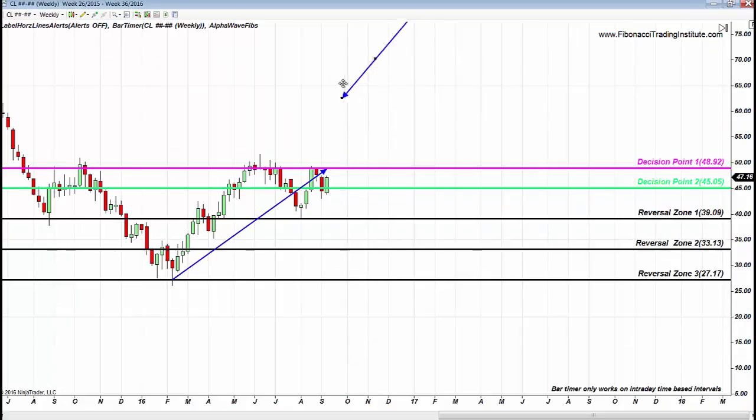This is where oil is heading to, traders. 48.92. This may be the week that oil will finally break through this level. Bias on oil remained firmly bullish. But what oil will do at this level will determine the rest of the story.